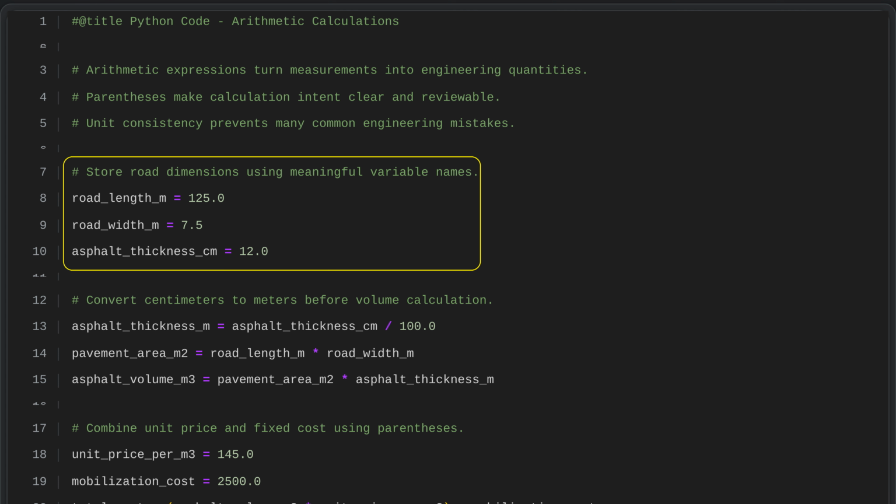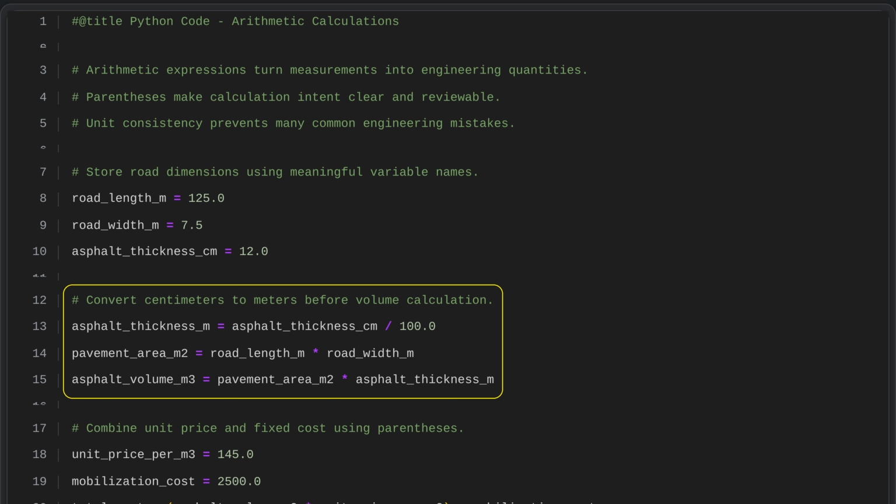The code defines the main road measurements: a length of 125 meters, a width of 7.5 meters, and an asphalt thickness of 12 centimeters. Clear naming helps make these values easy to understand and maintain.